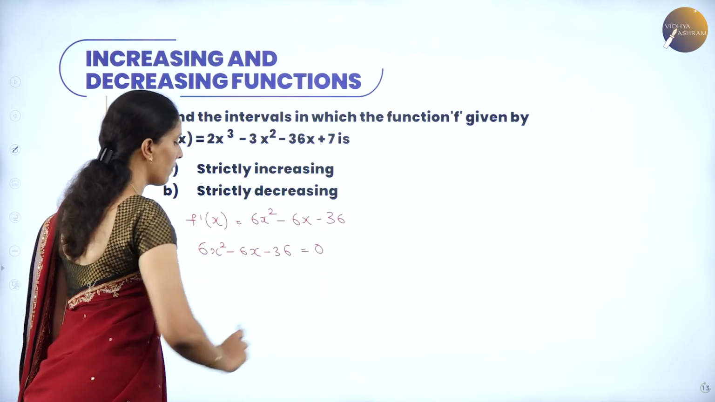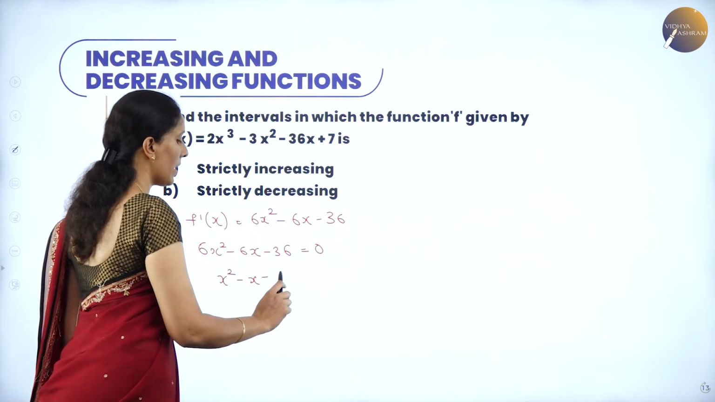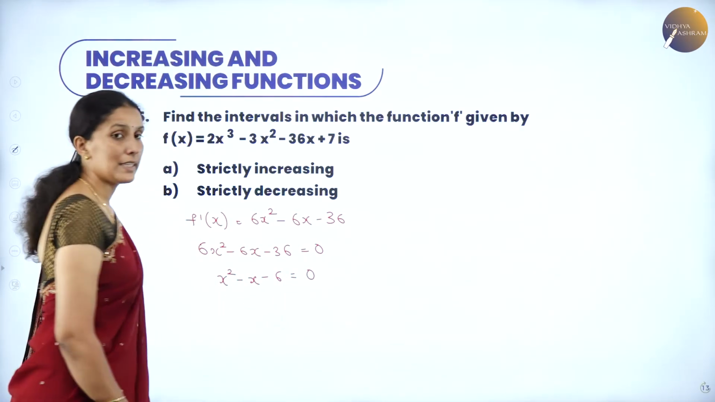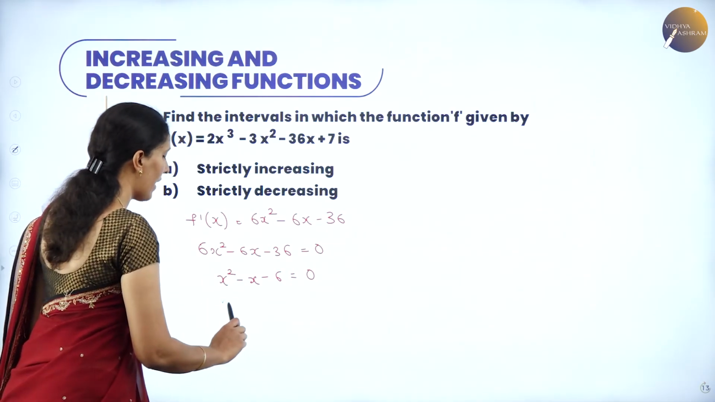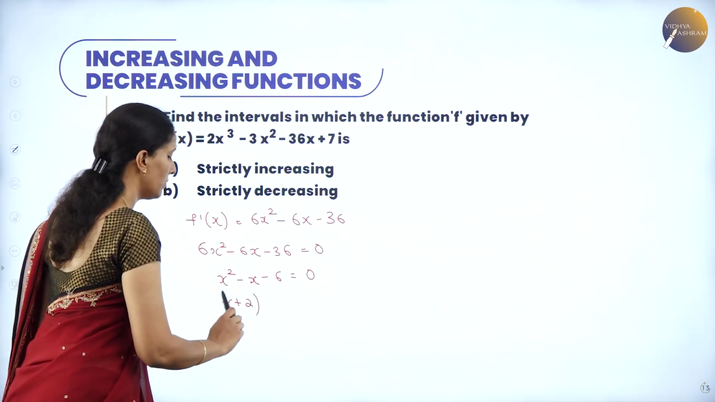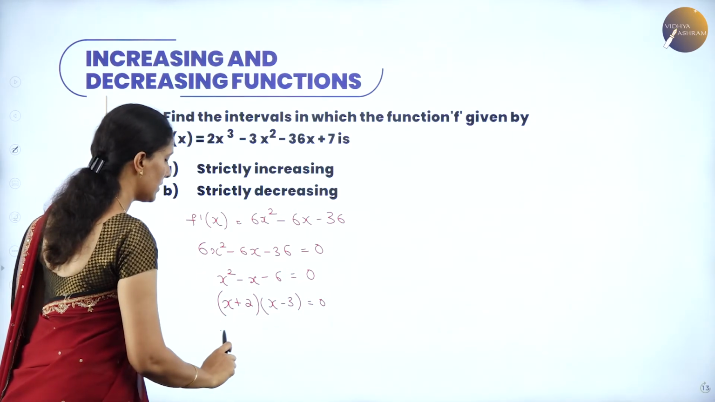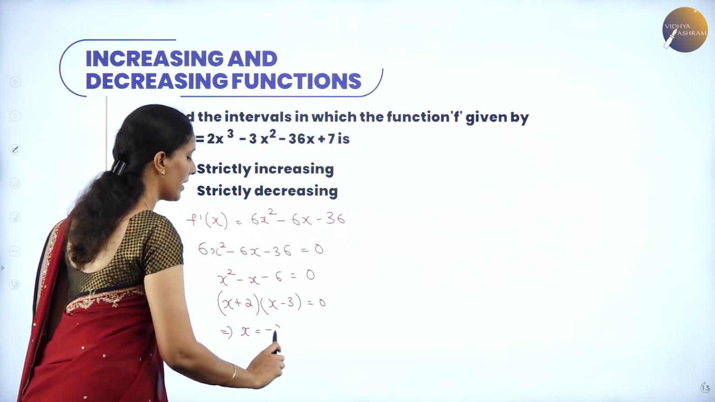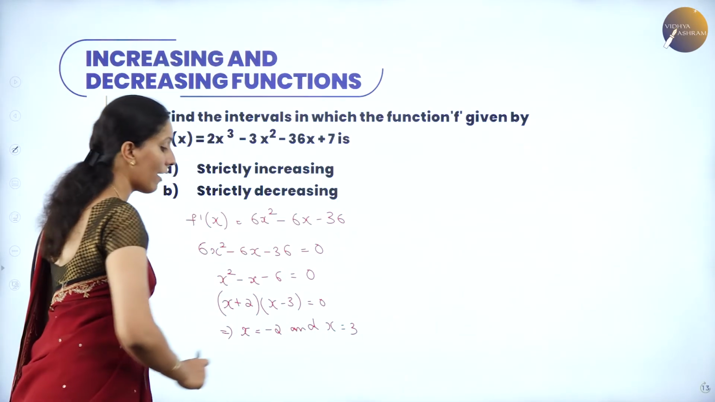When you divide this equation completely by 6, it is x square minus x minus 6 is equal to 0. Now here, when you take this, we will get the factors as x plus 2, x minus 3 is equal to 0. So this implies x is equal to minus 2 and x is equal to 3. Now here we have 2 points.